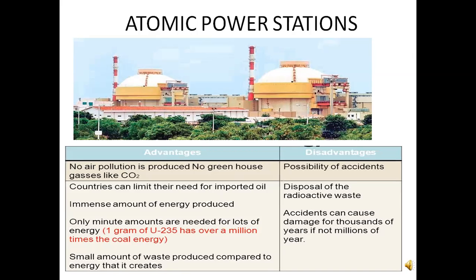And the disadvantages are the possibility of accidents, disposal of the radioactive waste, and accidents can cause damage for thousands of years, if not millions of years. So these are the advantages and disadvantages of atomic power stations. Atomic power stations are also called nuclear power stations.